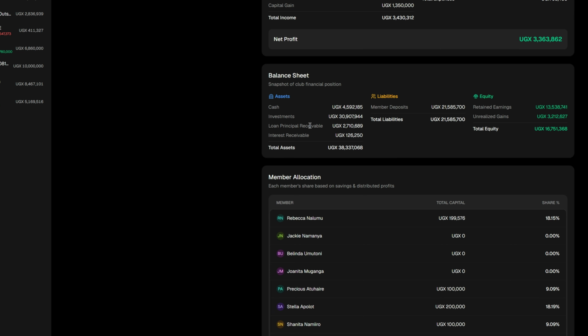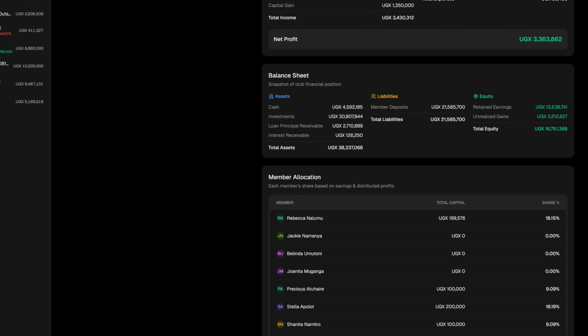On the asset side, you'll see cash, investments. Investments is the lump sum of the assets we have logged. You'll also see loan receivables. Loan receivable is either loan principal receivable or interest receivable. These figures are informed by the active loans held by members from the club. On the liabilities side, you'll see member deposits, and on the equity side, you'll see retained earnings, which is profit not distributed to members, and unrealized gains, which is the difference between what the club's investments are currently worth and what was originally paid for them.